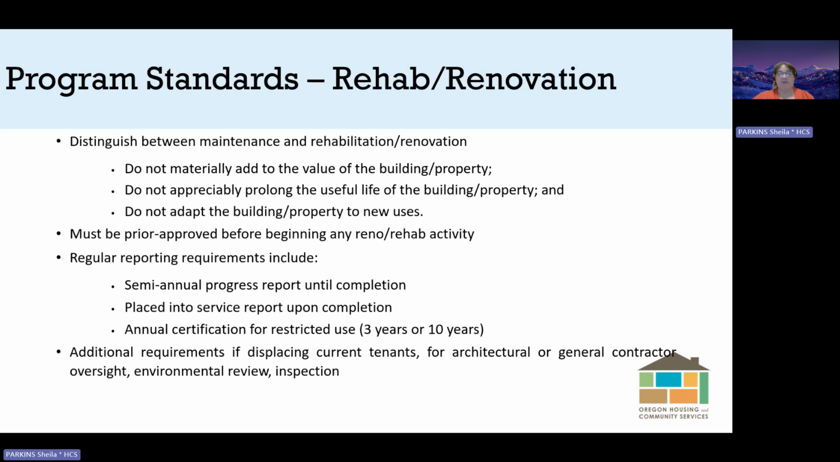Any rehab reno activity must receive prior approval by OHCS before you actually begin any activity and before you commit any OHCS funds to the project. There are specific reporting requirements associated with reno rehab activities, which includes semi-annual progress reports until the project is complete, a placed into service report once the project is completed, and an annual certification for the restrictive use period that certifies continued compliance with the guidance. That will be either 3 years for minor rehab or 10 years for major rehab or any prior approved acquisition.